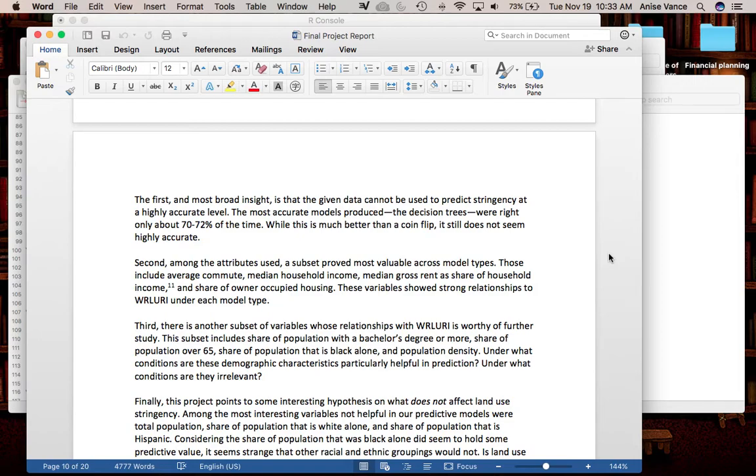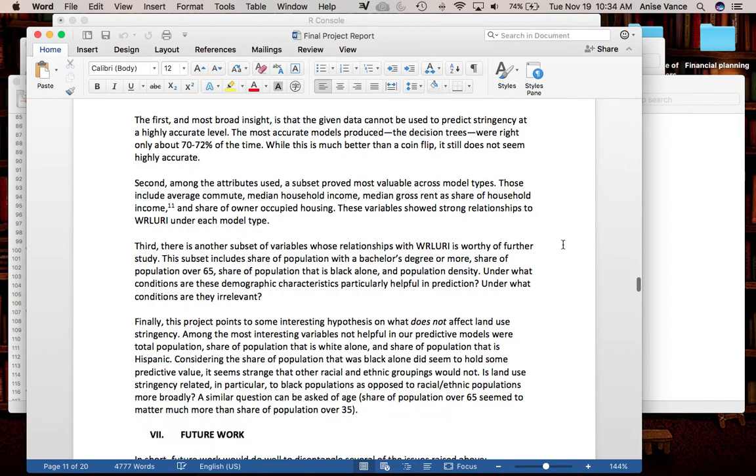That was in the WEKA, in the J48. In the Hoeffding, we got about 67%. With clustering, we could get a little over 65%. So, I mean, it's much better than a coin flip, but it's still not super great. So there's probably some thought to be done on what other data would be useful here.